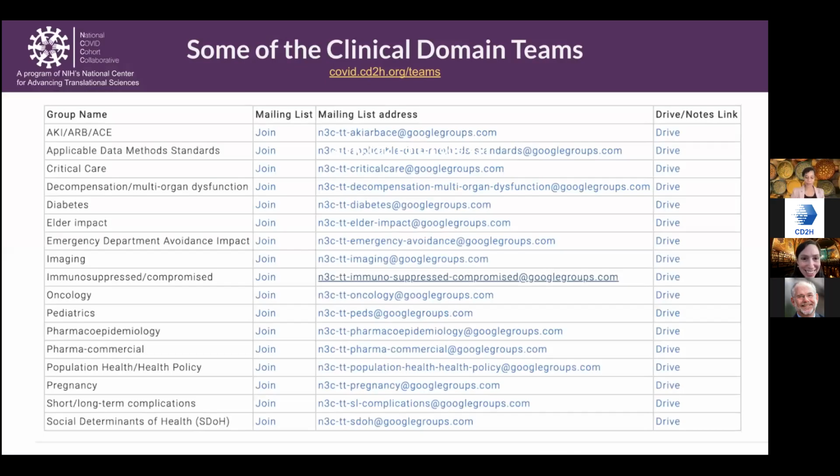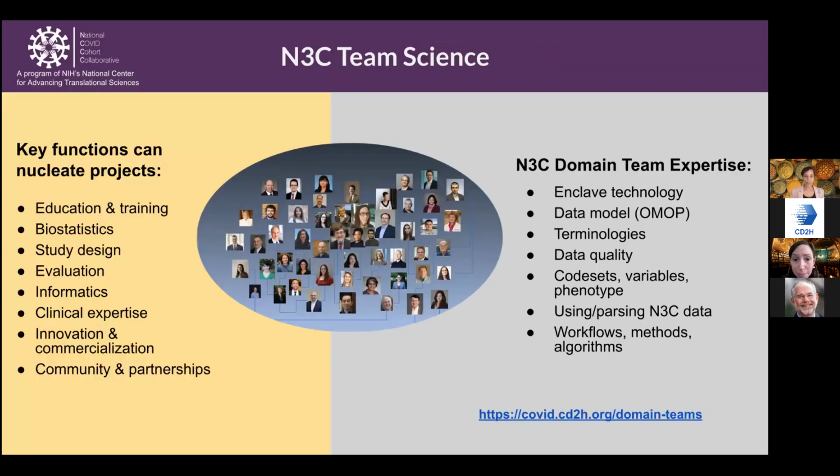All right, I'm going to show you how to get involved. You just heard from a few of the domain teams. We actually have more than 20, so please go to our website to see the complete list. And if you don't see a domain team that you're interested in, you can start one and we can help you with that. Next slide. As you just heard, these teams are made up of statisticians and clinicians. Next slide.